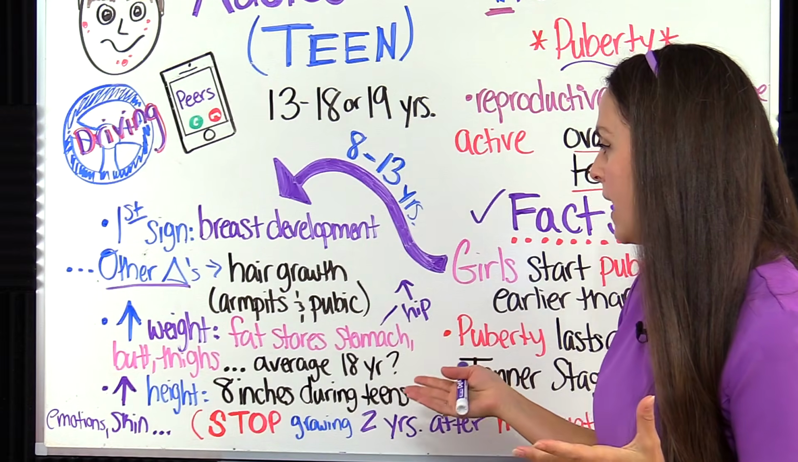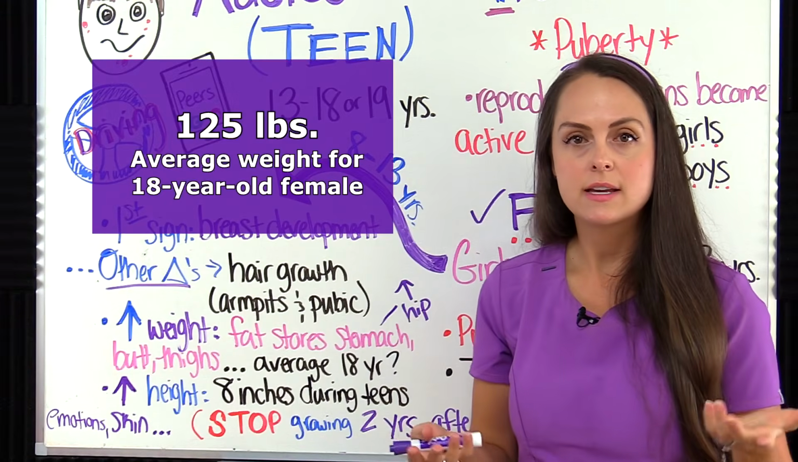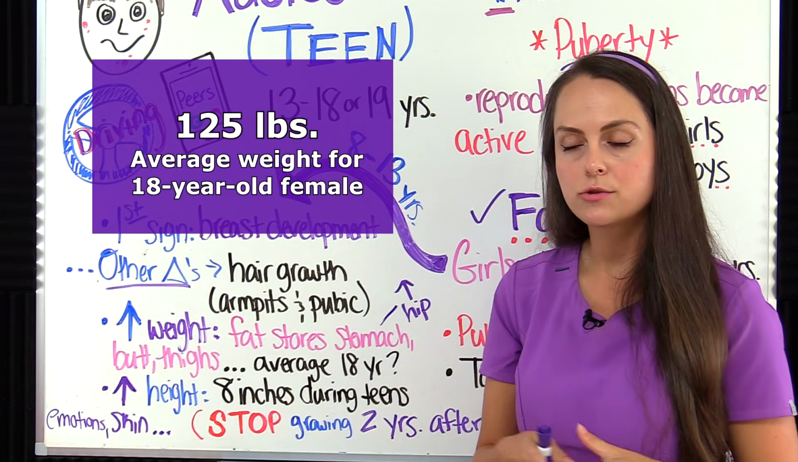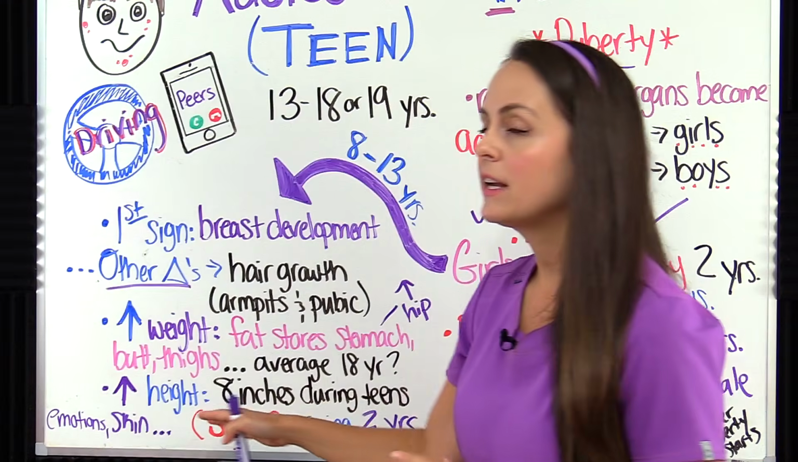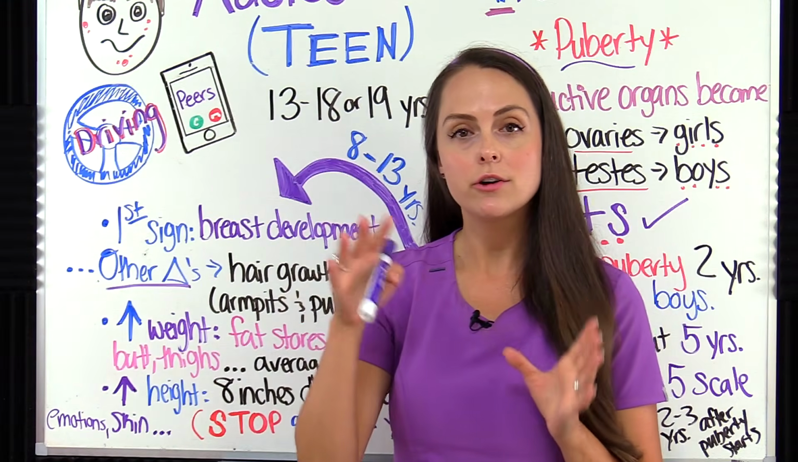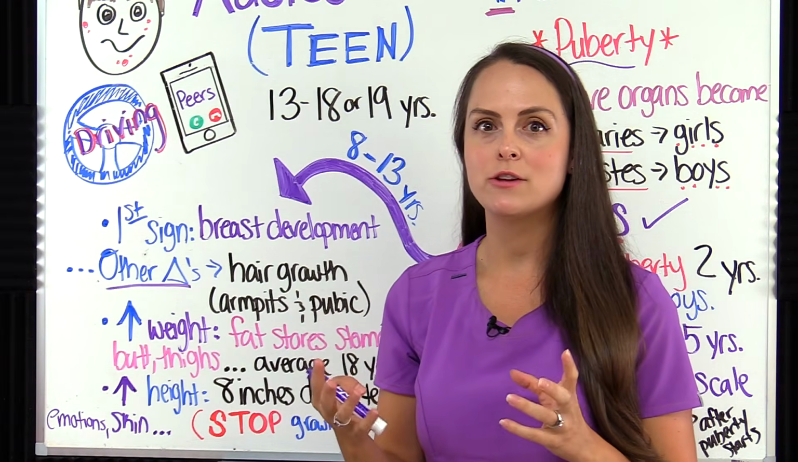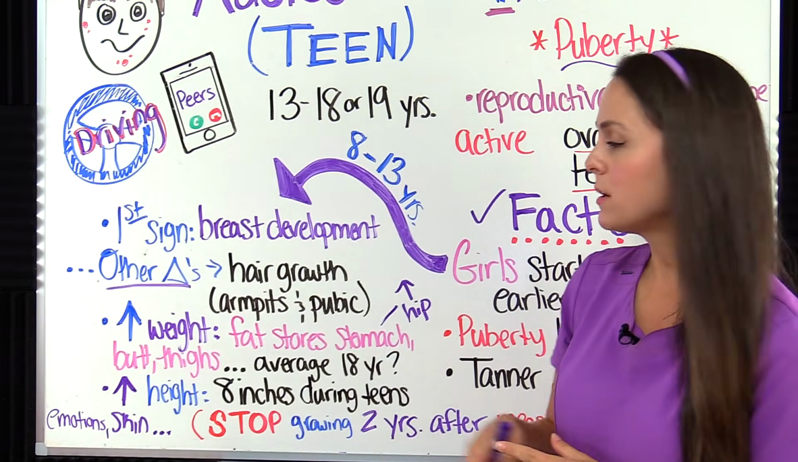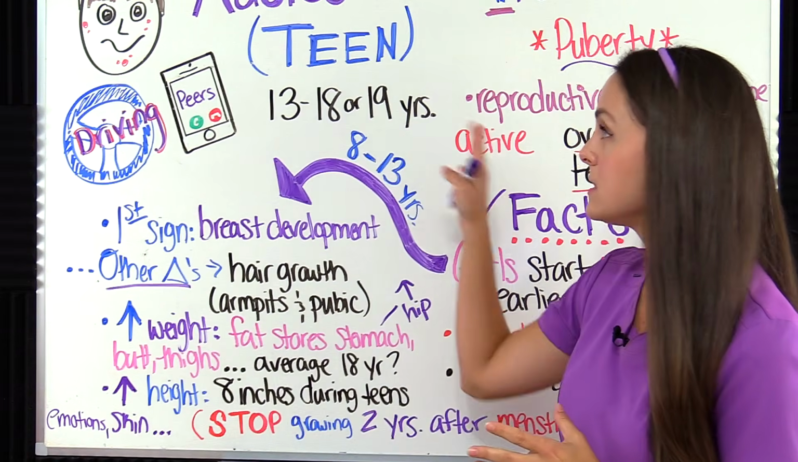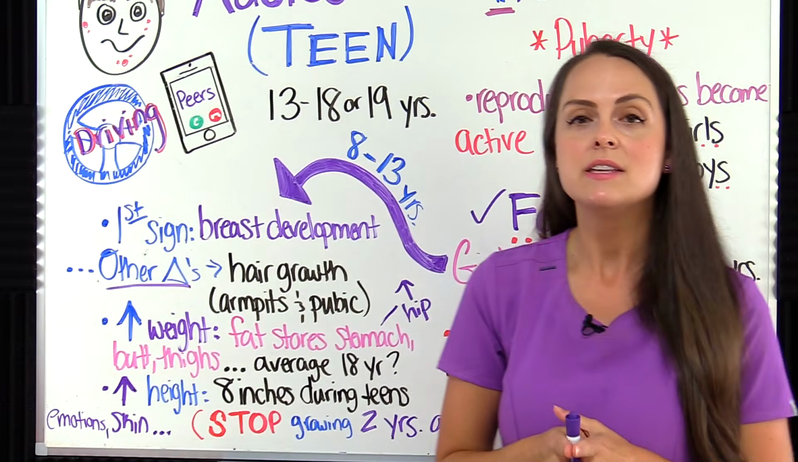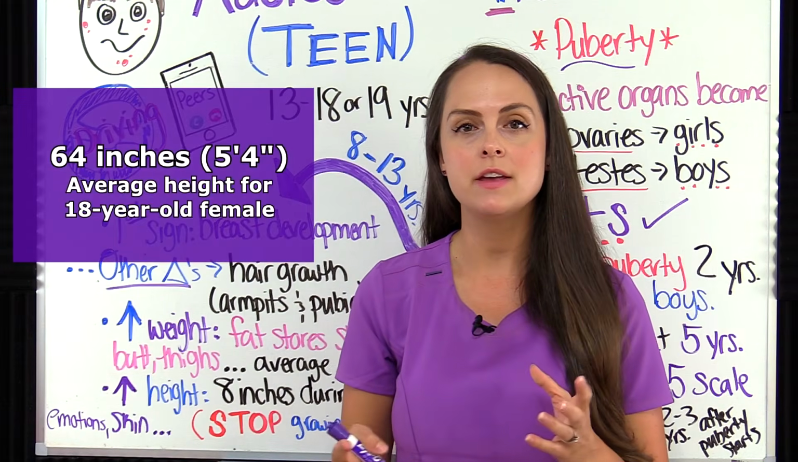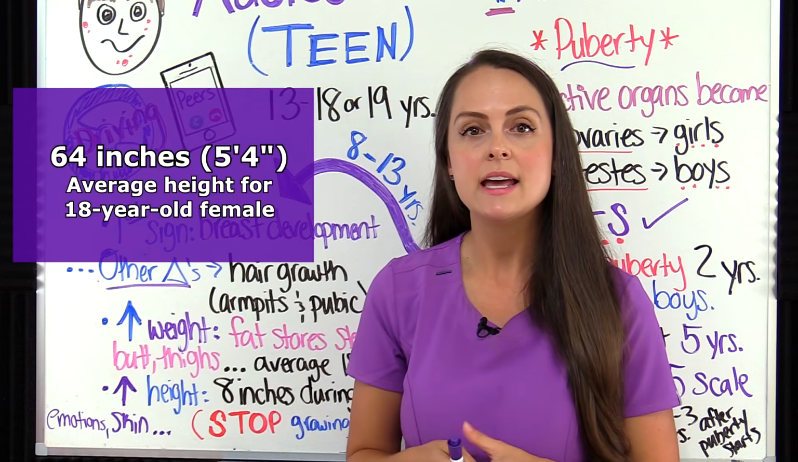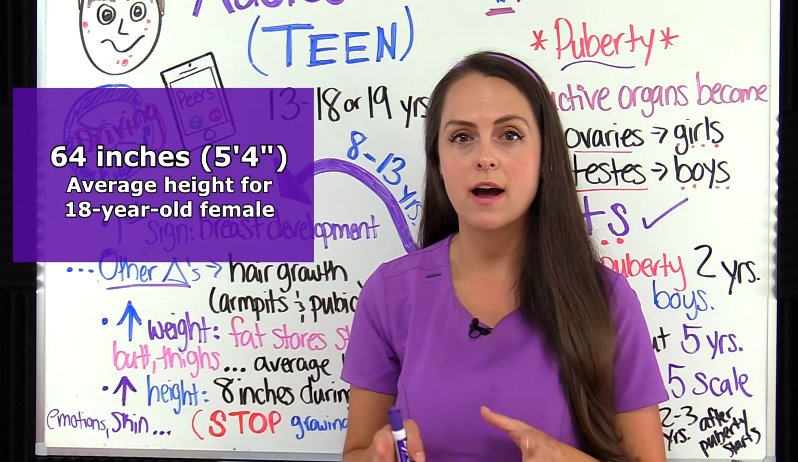So the average weight for a girl in the US that's 18 years old is about 125 pounds. And then there's the increase in height. So for both girls and boys, this is a time of major growth. Depending on the female's genetics and other factors, she could potentially grow up to 8 inches during this time period. So the average height for a female in the US that's 18 is about 64 inches, so 5'4".